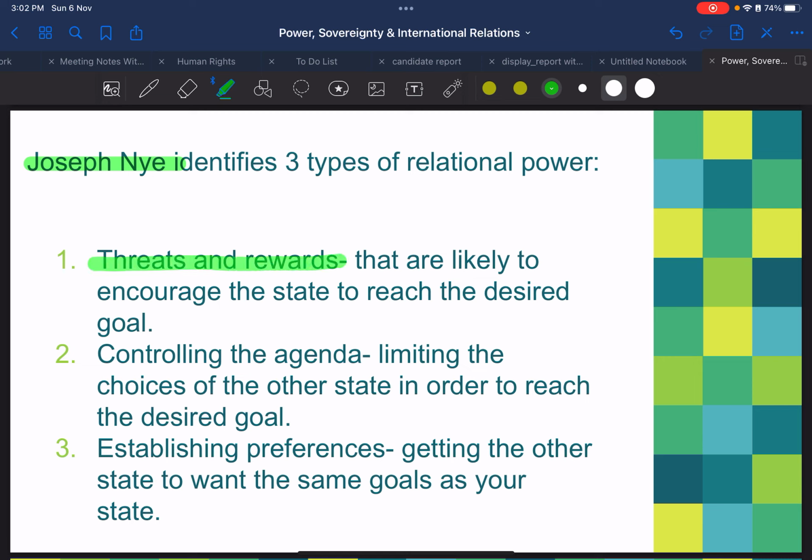One, threats and rewards. Second, controlling the agenda. And the third one is establishing preferences. Now understand threats and rewards.